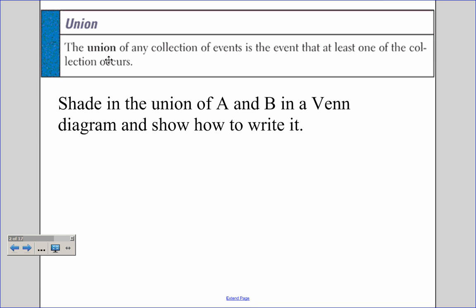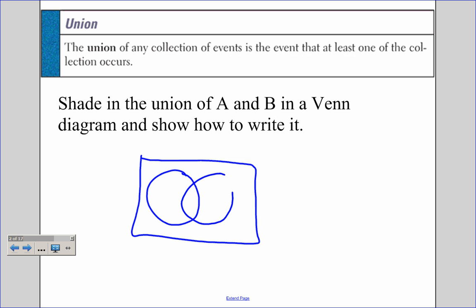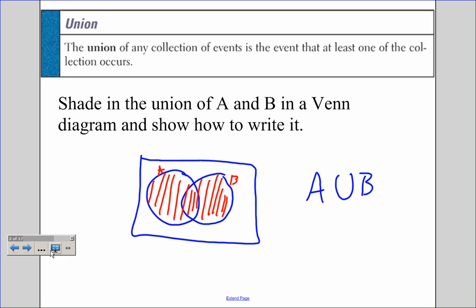Now we're going to go deeper in understanding what unions are. The union of any collection of events is the event that at least one of the collection occurs. So if I wanted to shade the union of A and B, I have event A and event B. A union B is how we write it, and how we draw it. Say this is A and this is B, we shade everything in A, and then we shade everything in B. This represents A union B.